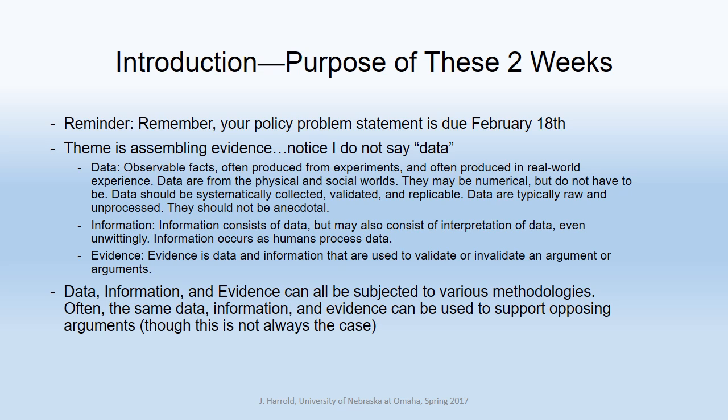So that's data. What is information? Information really consists of data, but it might also consist of the interpretation of data, even unwittingly. A person may provide you information based on data, and they're even unconsciously smuggling in their own biases into the data. So that means information really occurs as humans process data.